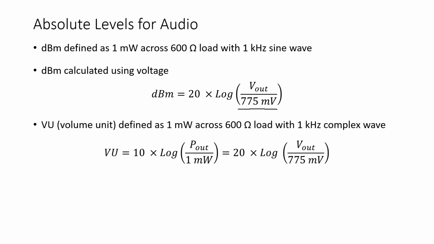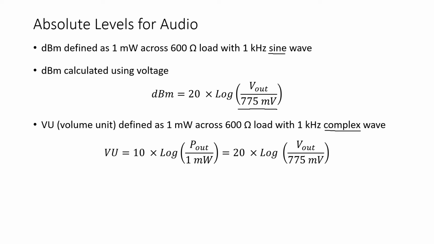Now also in audio recording in particular, you may come across this term called the VU, which stands for volume unit. The volume unit is defined as 1 milliwatt across the 600 ohm load with a 1 kilohertz complex wave. So the only difference between the dBm for audio and the volume unit is that the dBm is a sine wave and the VU is for a complex wave.